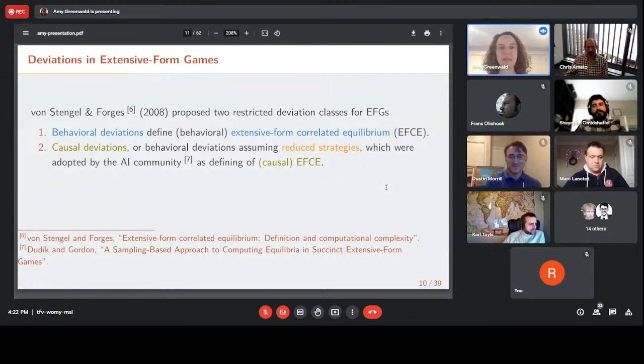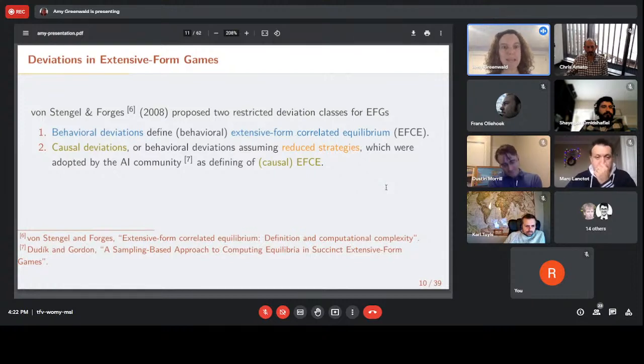The problem, again, is that we can't just go from our nice compact representation to the normal form representation and minimize internal regret as we would hope to do in extensive form games, because that's an exponential blowup and there are just too many deviations to consider. So in a very nice paper by von Stengel and Forges in 2008, they proposed a couple of restrictions on the possible deviations for extensive form games, in an attempt to make it possible to efficiently compute some notion of correlated equilibrium in extensive form games. They propose two types of deviations, which I will probably talk about in more detail later. One is called behavioral deviations, one is called causal deviations, and they propose corresponding notions of correlated equilibrium for them.